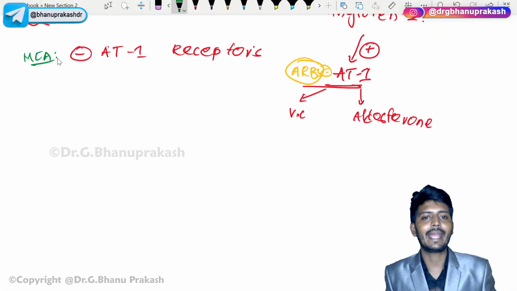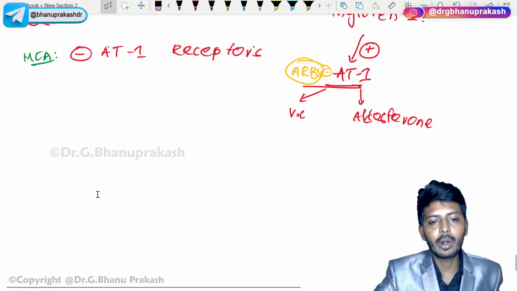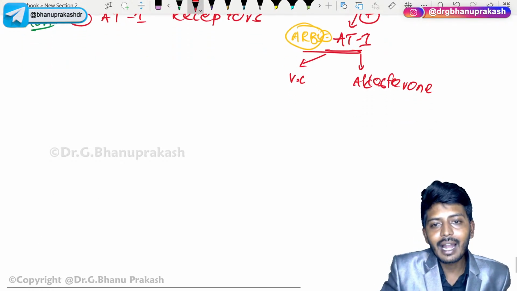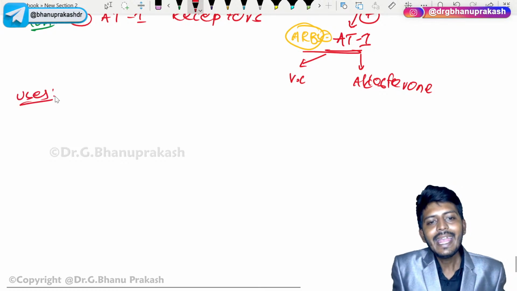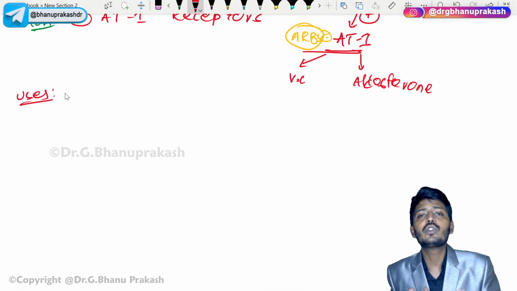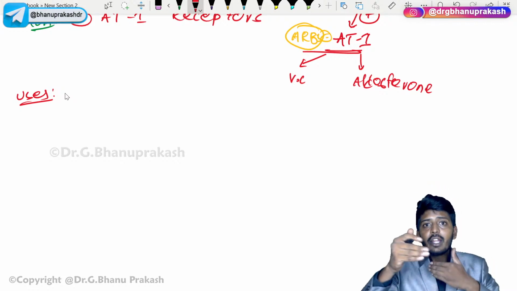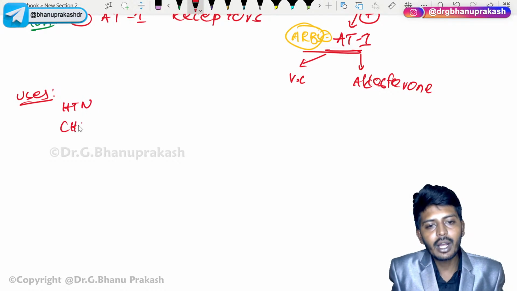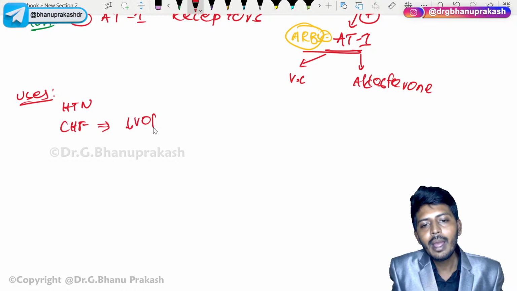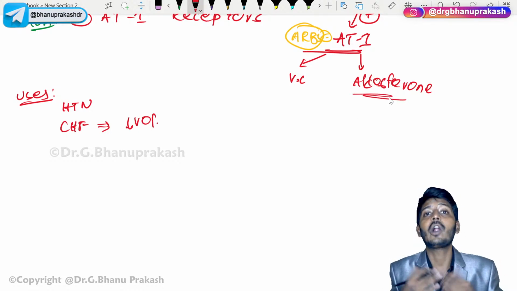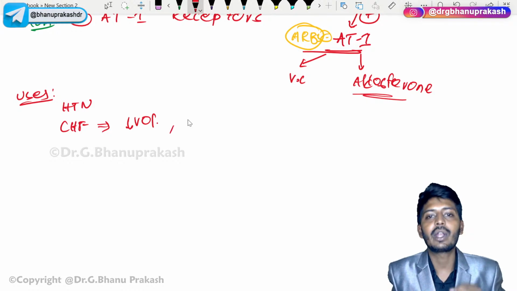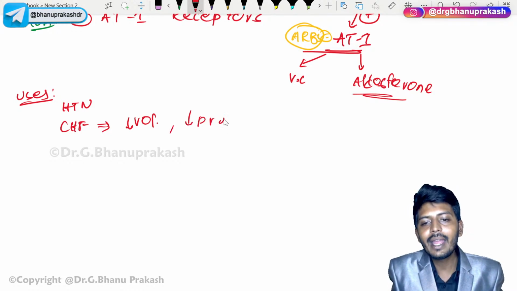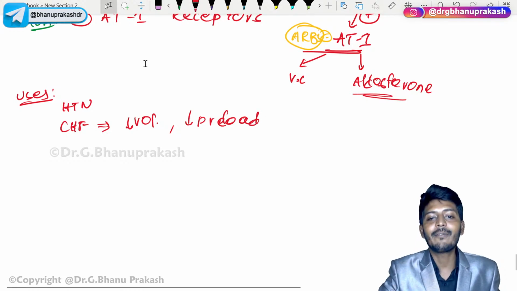Once we understood the mechanism of action, now let's go to the next important aspect: these drugs and their uses. All the uses will be the same as those of ACE inhibitors because they are working through the same system, right? So they're used in hypertension. Yes, they're used in chronic heart failure. Why are we using them? Because they decrease the volume by blocking aldosterone activity, by not producing aldosterone. And they will also decrease the preload by the effect of vasodilation.